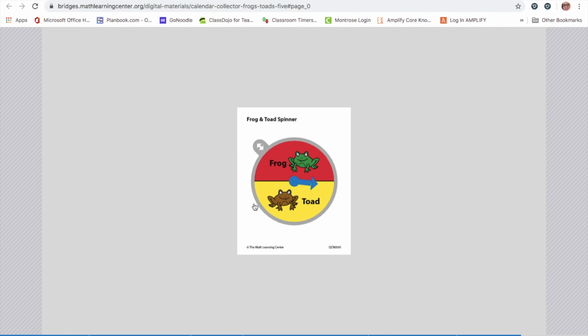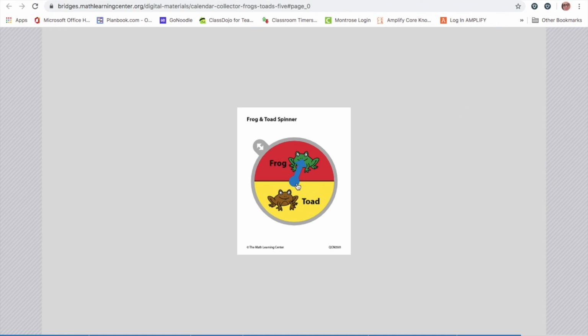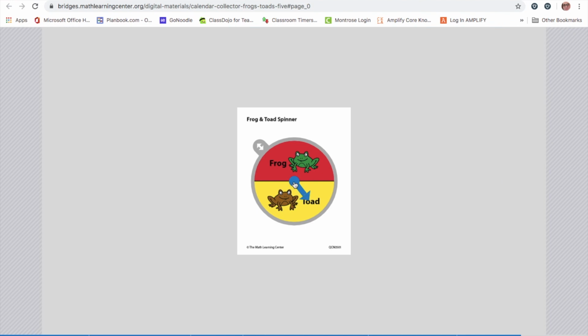All right, here comes spin number 7. Frogs! Frogs got another one. Here comes spin number 8. Toads! It's kind of like they're playing tag, you're it, huh? They're equal again, 4 and 4. Only 2 more spins to get to 10. We have 8 spins. 4 plus 4 is 8. How many more do we need to get to 10? That's right, 2.